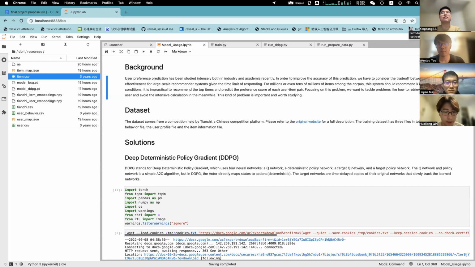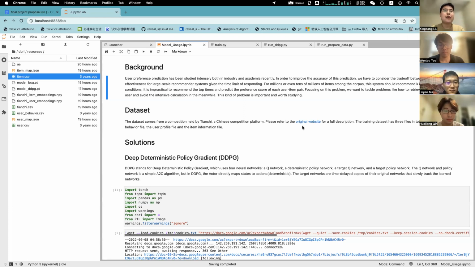The datasets come from the competition held by Tianchi, a Chinese competition platform. Please refer to the website. It was put in the notebook for more details. The training sets contain 3 files in total. They are the user behavior file, the user profile, and the item information file.